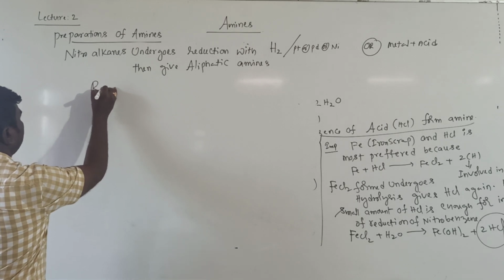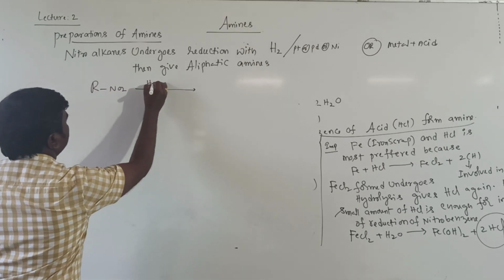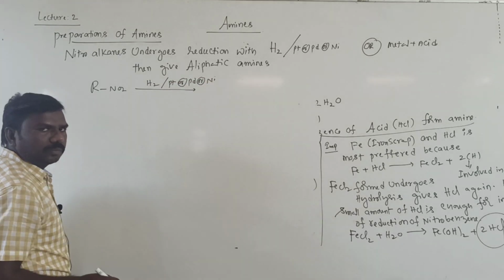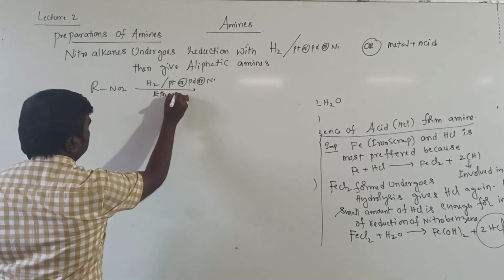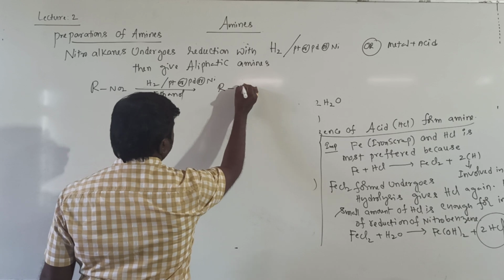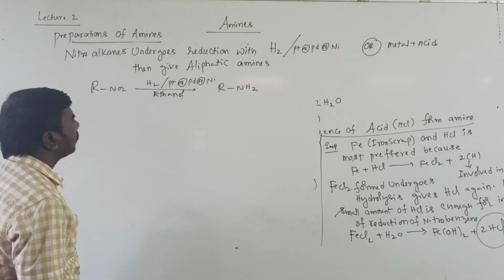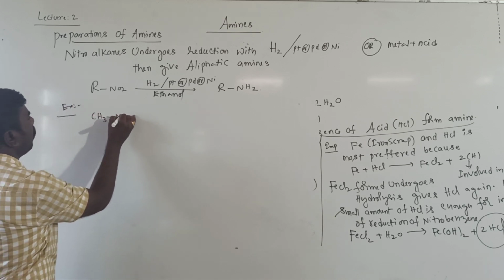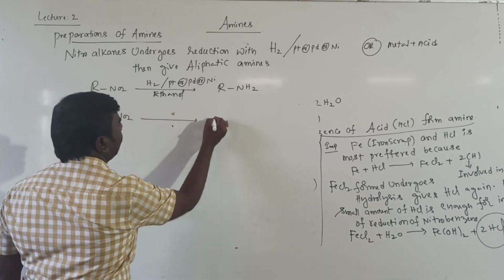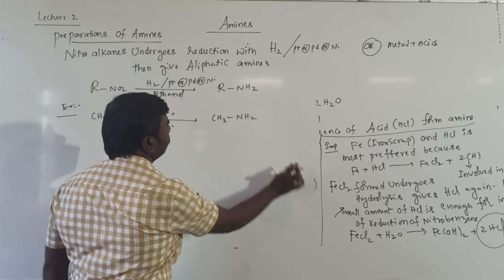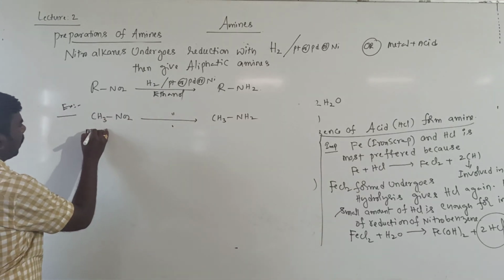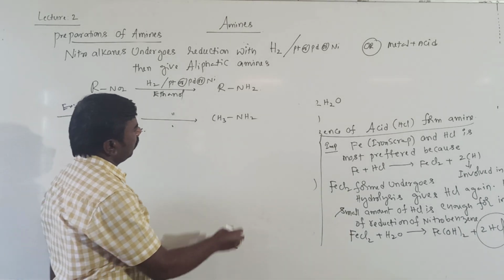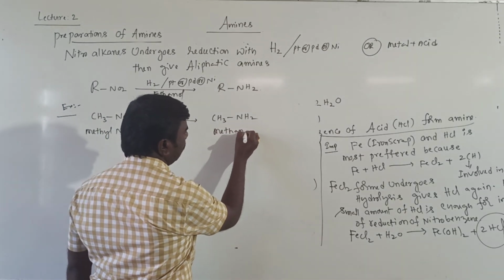Then RNO2 treated with H2, platinum or palladium or nickel, whatever you can take, in ethanol, then gives rise to RNH2. Right, students? Then an example for this reaction is CH3NO2, with the same reagent gives rise to CH3NH2. This is nitromethane converted into methanamine.